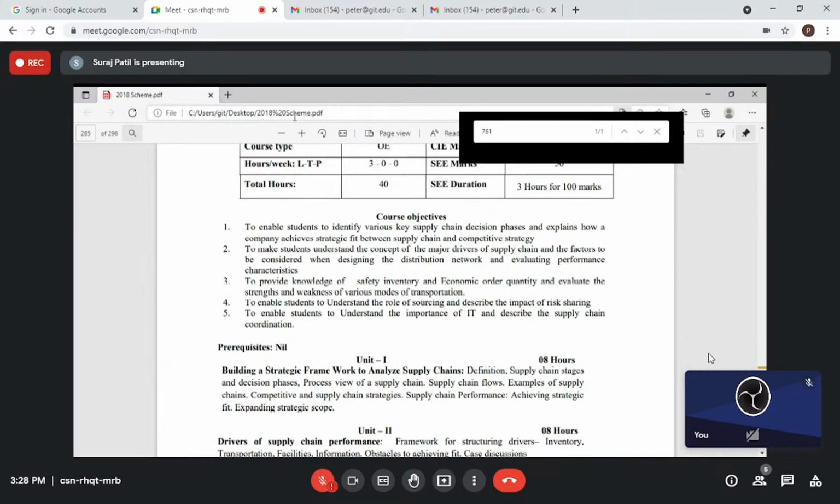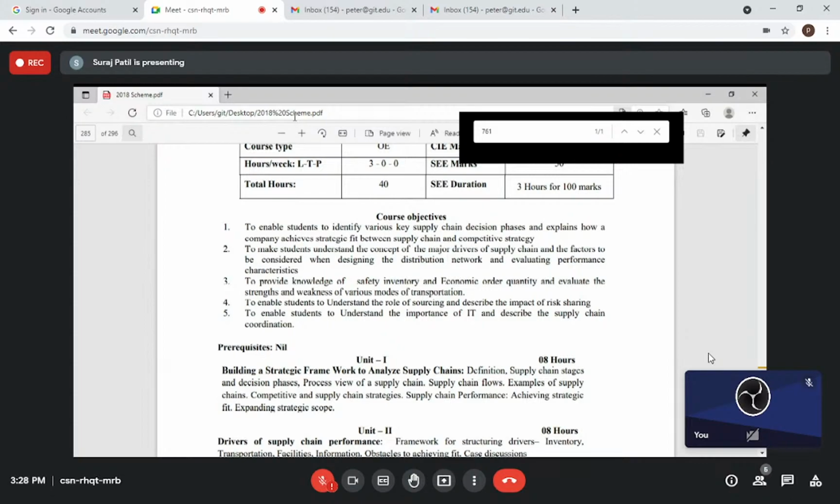The first unit is building the strategy framework to analyze the supply chain. In this unit, you are going to study the first part, that is the definition of supply chain, the different stages in the supply chain, and the different decision phases in your supply chain. Then you will be studying the process view of the supply chain. In this, there are two views, the push pull view and the cycle view.